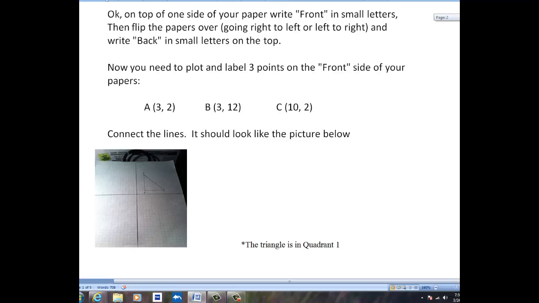Now, you'll need to flip the paper over to the front and plot these 3 points that you see on the screen, A, B, and C. You're going to connect those lines. It should look like the picture below. It should be a right triangle, in quadrant number 1.